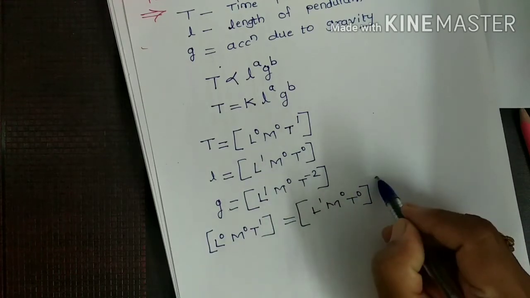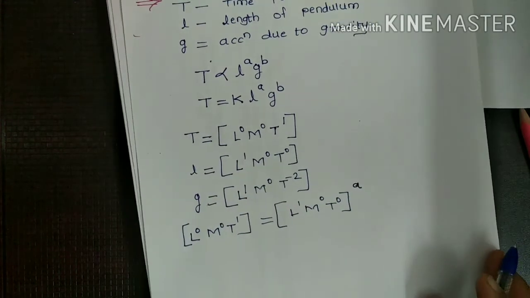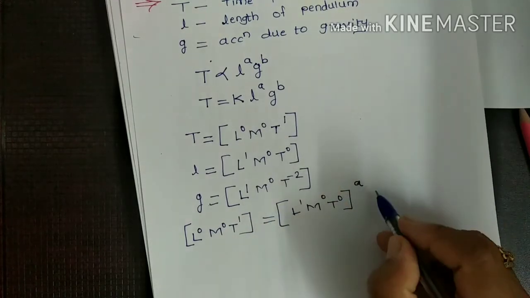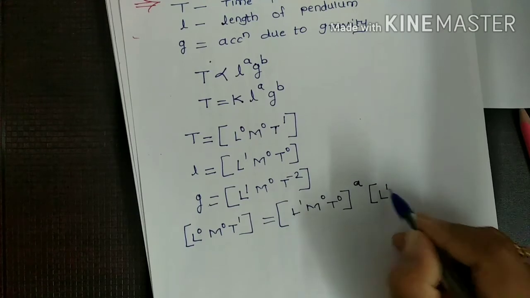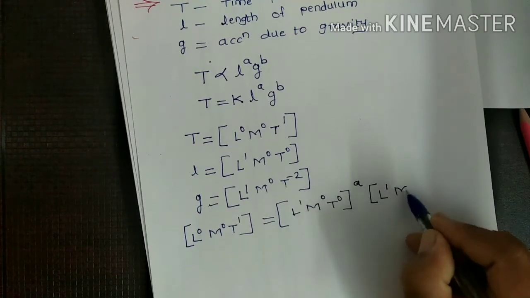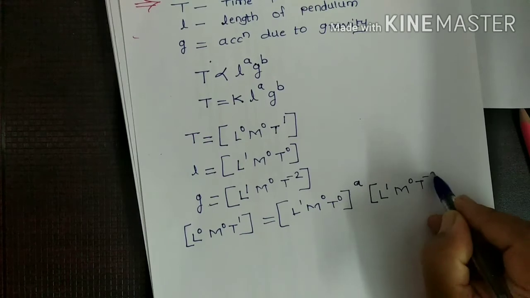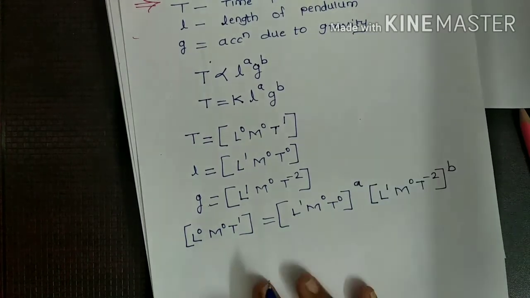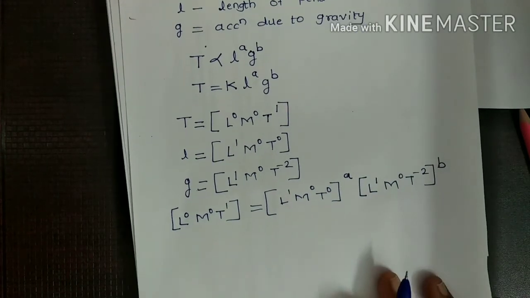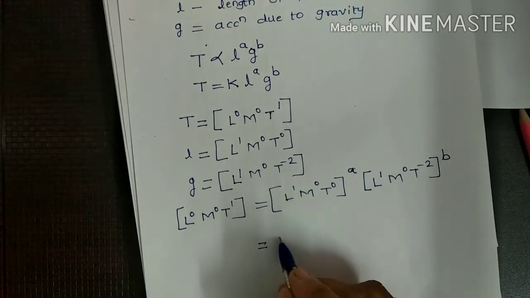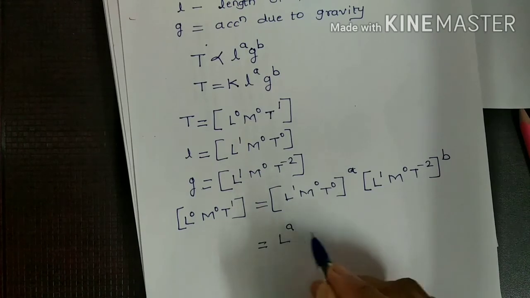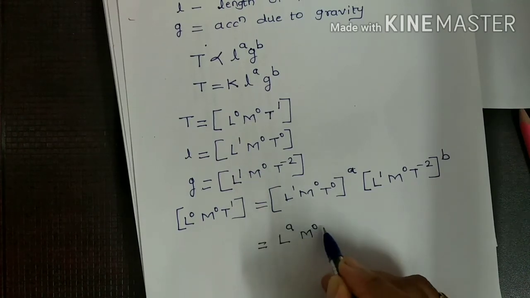That's why we have taken L raised to the power a into g raised to the power b. We have taken the dimensions of L raised to the power 1, M raised to the power 0 and T raised to the power minus 2, all raised to the power b. Then those powers multiply by these powers. That is L raised to the power a, M raised to the power 0 and T raised to the power 0.